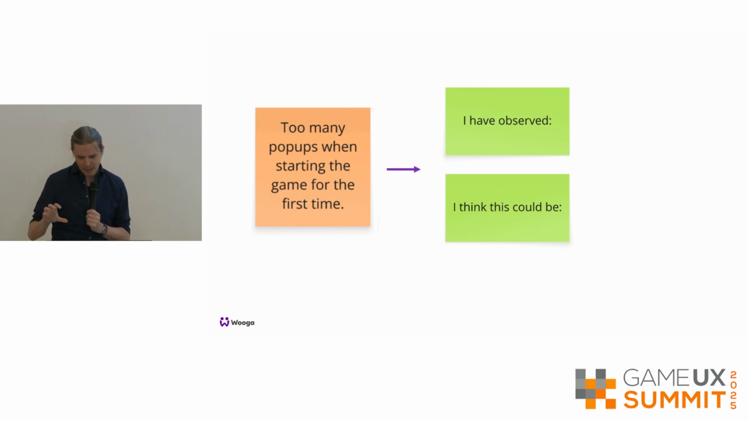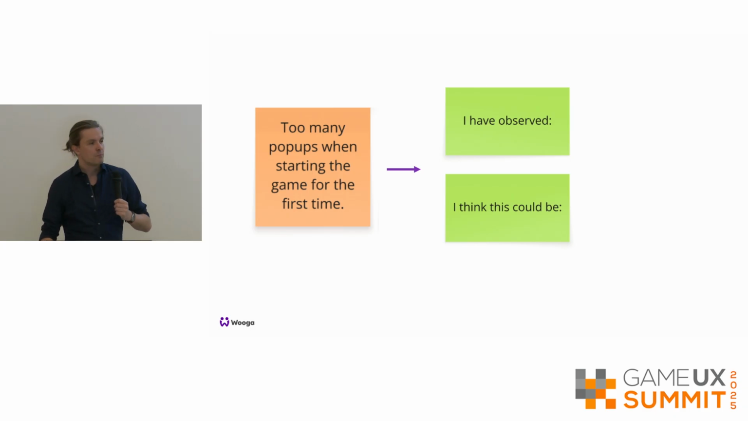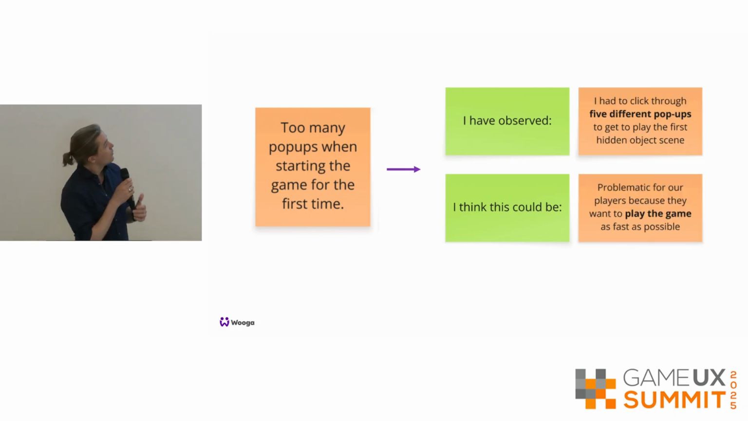And we try to break this up by offering a user story with a framework like I have observed or I believe, and then ask you to put in what you just saw. And I think this could be, or I think there's an opportunity for players struggling. In this case, it would be something like: I had to click through 5 different pop-ups to get to play the hidden object scene for the first time. This could be problematic for our players because they want to play the game as fast as possible. You just installed the game, right? You want to play the game and not get distracted.